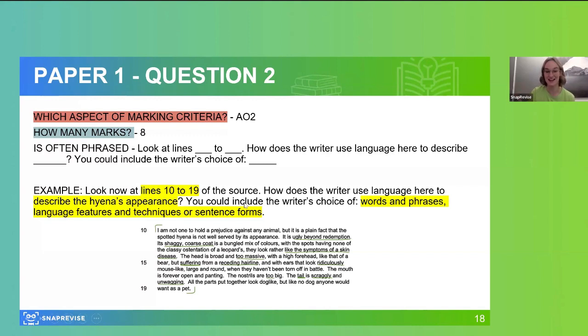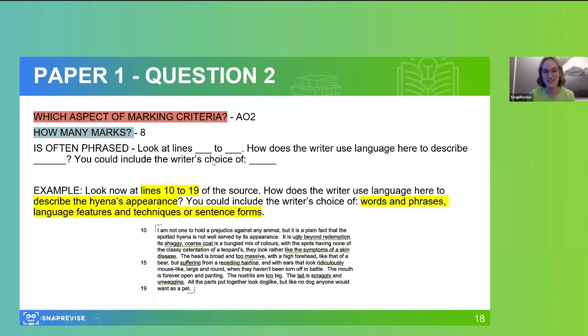This might seem quite obvious, but it's really good practice to make sure that you understand what the techniques being used are. So yes, the repetition, too big, too massive. Repeating the too emphasizes how disproportioned the hyena is, and how the writer thinks that it's ugly and the appearance is negative because it's too massive and too big. It's almost like it doesn't fit.